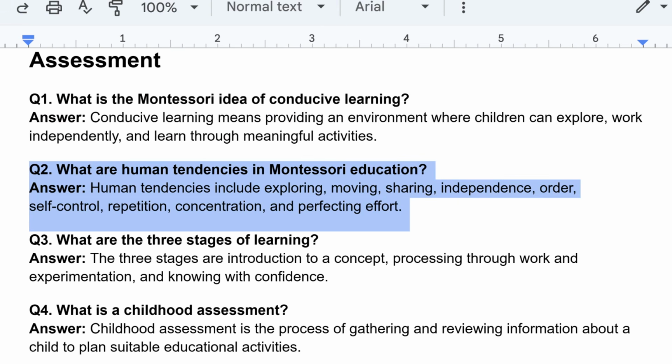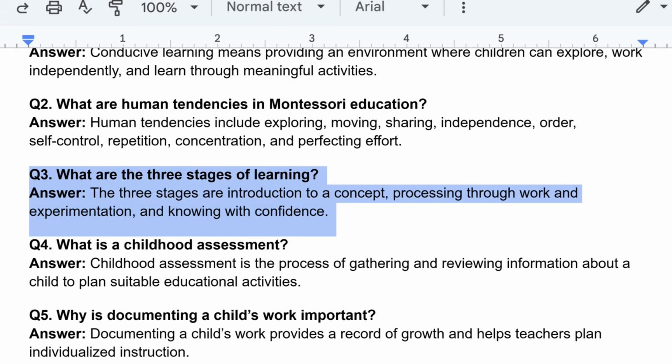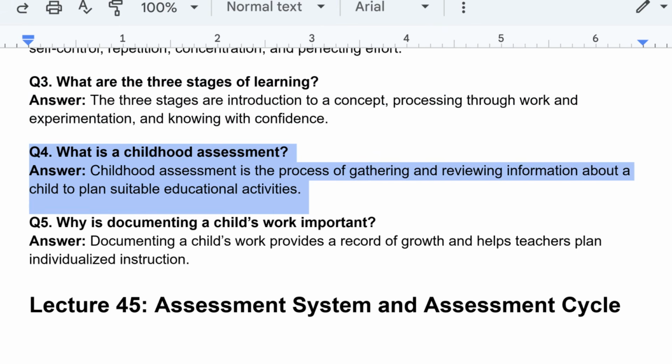What are human tendencies in Montessori education? Human tendencies include exploring, moving, sharing, independence, order, self control, repetition, concentration, and perfecting efforts. What are the three stages of learning? The three stages of learning are introduction to a concept, processing through work and experimentation, and knowing with confidence.